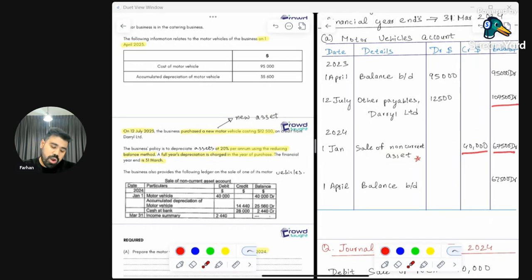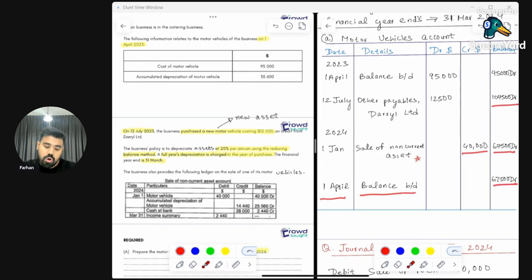Okay. All right. So during the year, we don't have any other transactions with regards to purchase or sale of any other non-current assets. So we can confidently carry this $67,500 debit balance forward in the next financial year, starting 1 April 2024. And that's why on 1 April 2024, we will open the motor vehicles account by writing balance brought down of $67,500 debit.